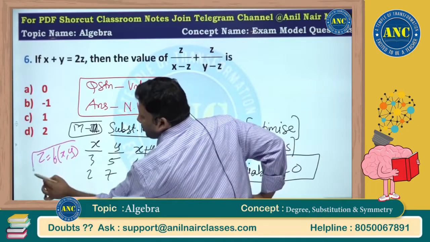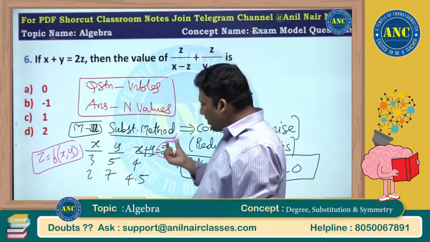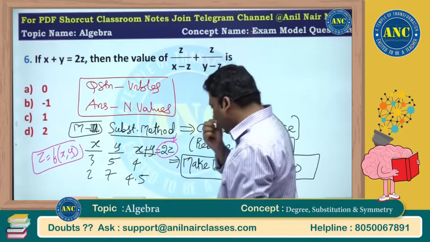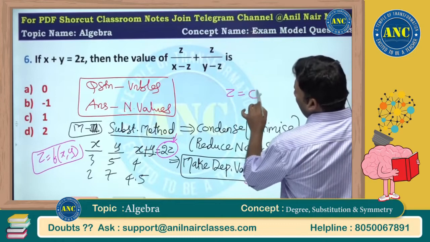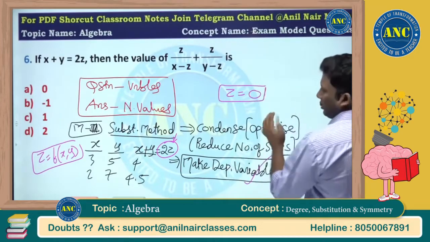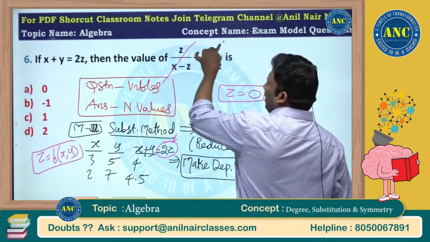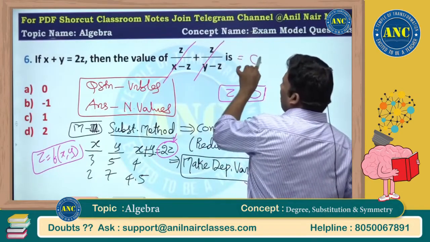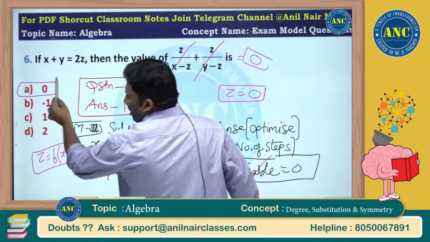The value of z is a function of x comma y. Are you all with me? Z is a function of x comma y. Make the dependent variable 0. The dependent variable is z. Make z 0. The simple answer is 0, because 0 by anything is 0. The answer for the sixth question is 0.